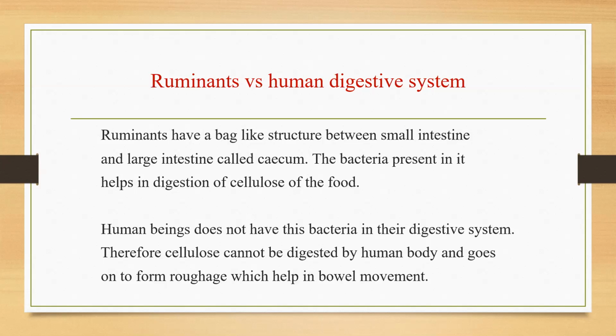Ruminants have a bag-like structure between the small intestine and large intestine called the cecum. The bacteria present in it help in digestion of the cellulose of the food. So what is the role of this particular organ, the cecum? The bacteria present in this organ help to further digest the cellulose present in the food. And that's why these ruminants are able to digest the cellulose present in the plant body.